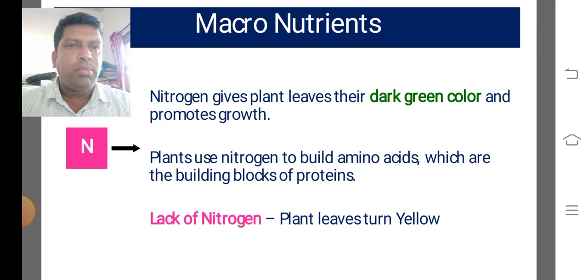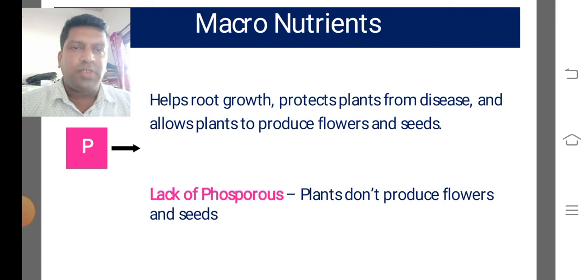The second macronutrient is phosphorus. Phosphorus helps in the root growth, and also it protects the plants from the diseases. It increases the resistance power of the plants towards the diseases and allows the plants to produce flowers and seeds. So lack of phosphorus leads the plants towards non-producing of flowers or seeds.